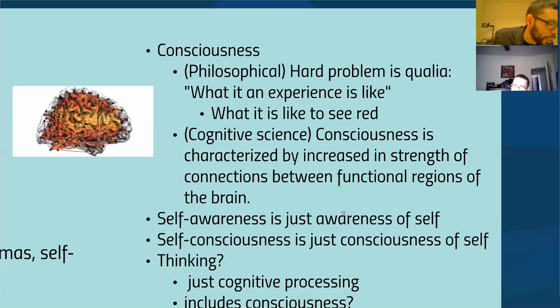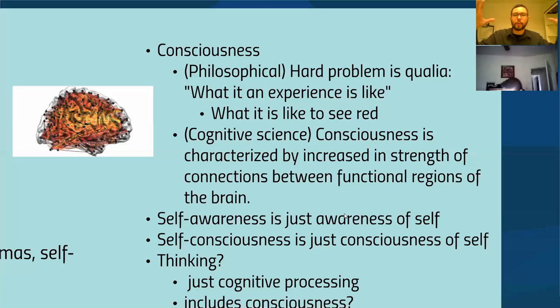Now, philosophers worry about that, and that's mostly because philosophers just don't read science. Cognitive scientists talk about consciousness a lot, but they mean something different. What scientists mean when they talk about consciousness is really awareness, the focus of awareness, right? So what am I attending to right now?